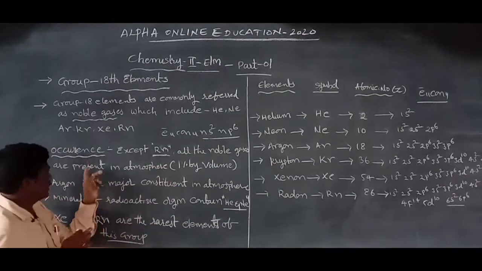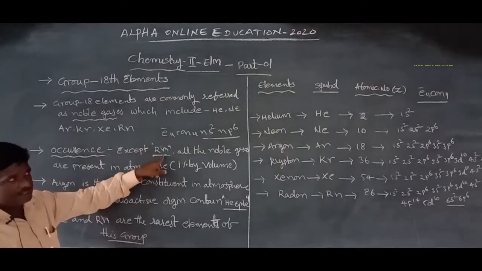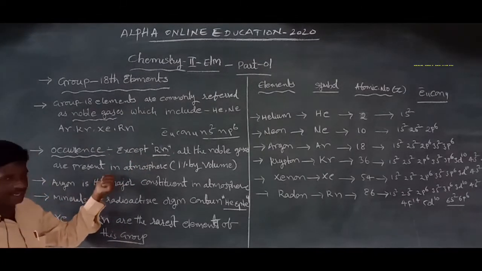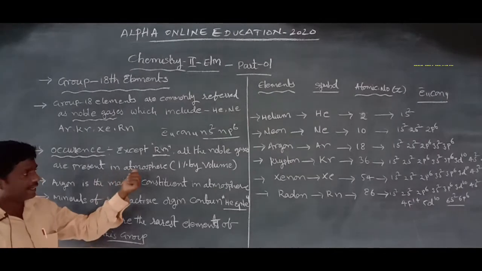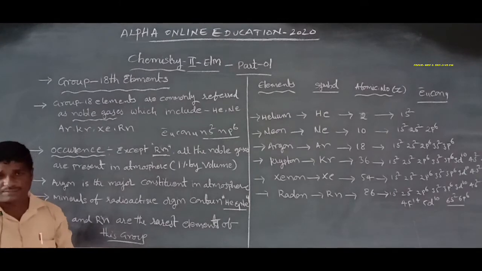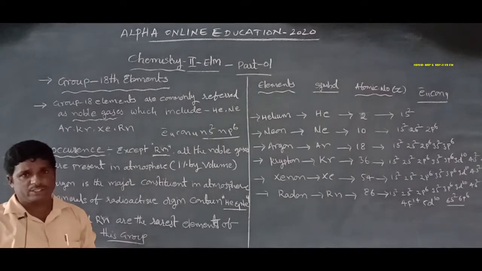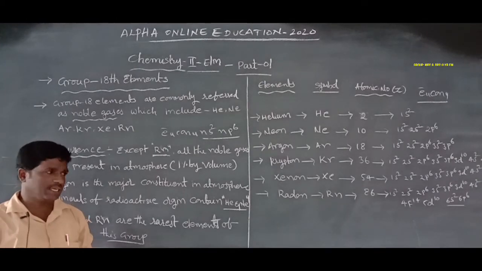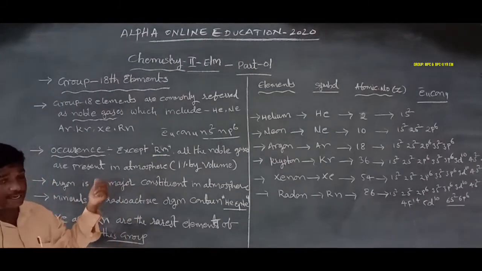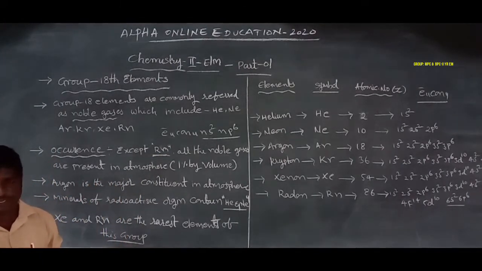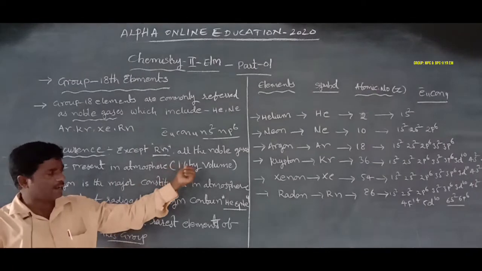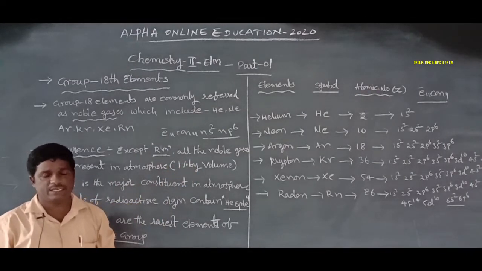Next, occurrence. Except radon, all noble gases in the 18th group are present in the atmosphere. Here is the occurrence of the 18th group elements, or zero group elements, or noble gases. All noble gases except radon are present in the atmosphere at 1% of the volume.